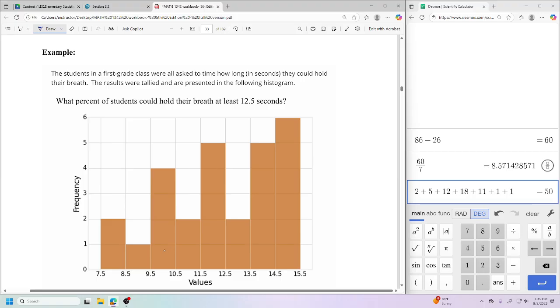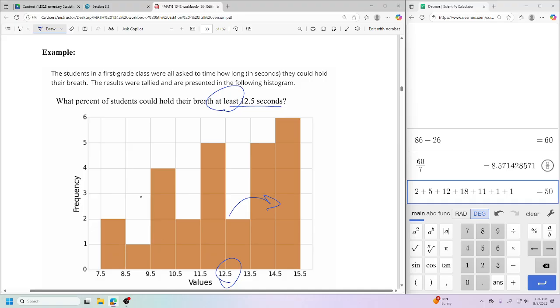So it says, what percentage can hold their breath at least 12 and a half seconds? So at least, what does that mean? At least 12 and a half seconds? Is that less than 12? Least? 12 and up, right? Exactly. It's 12 or more, right? So they're saying right here, this 12 and a half or more.